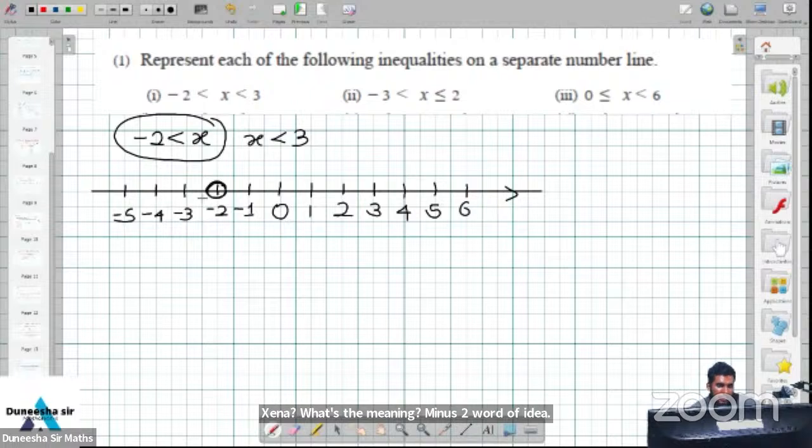now -2 I circle. Left side or right side now? Is x greater or less than -2? Greater than -2. So which side? Right side. Okay. Then it's the right side.